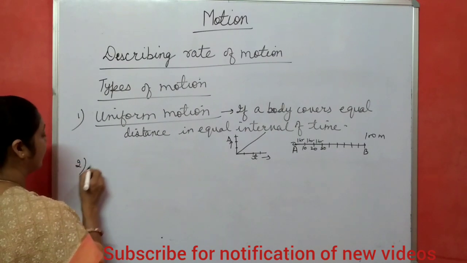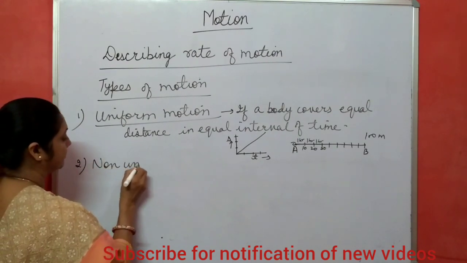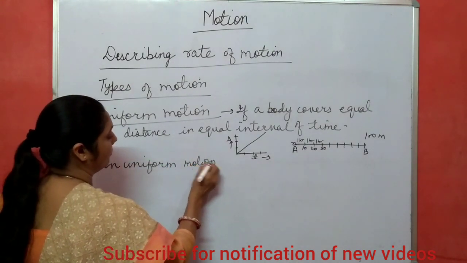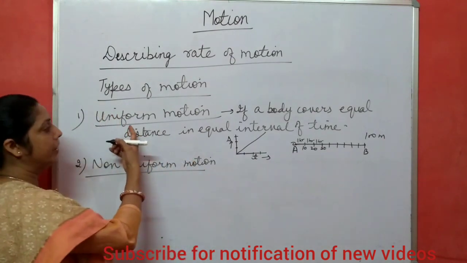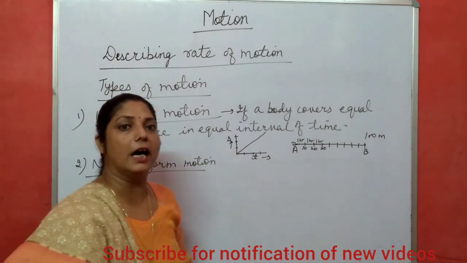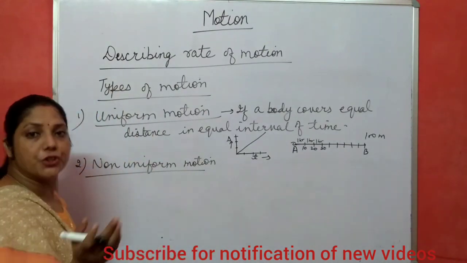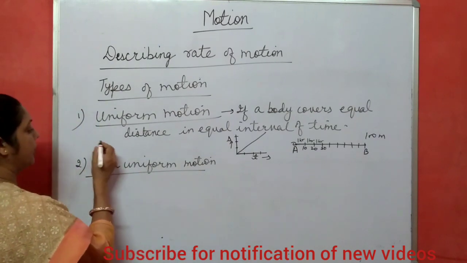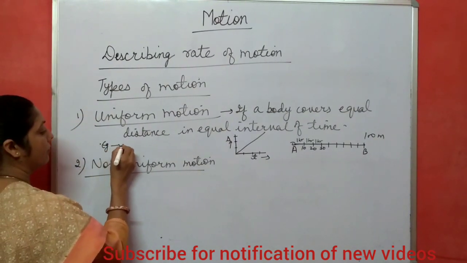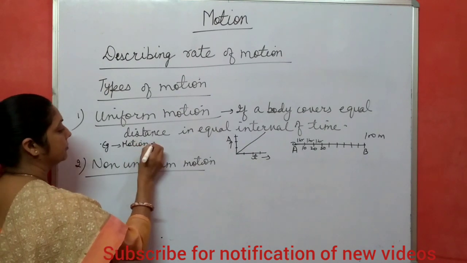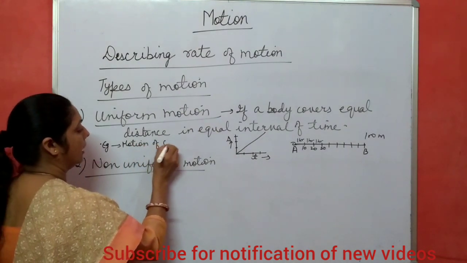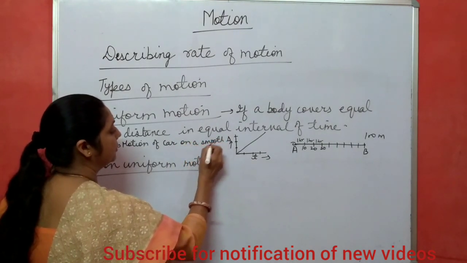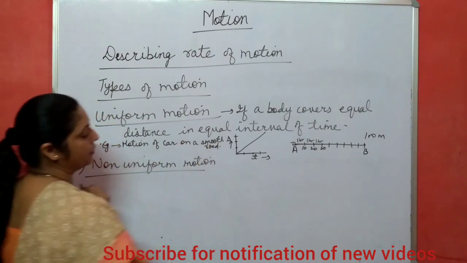Now, second, non-uniform motion. And you can give one example for uniform motion. Suppose a car moving on a straight road, or motion of planets around the sun. All these are examples of uniform motion. Write one example just. Motion of car on a smooth road. Okay. When the road is smooth, then its motion is uniform.